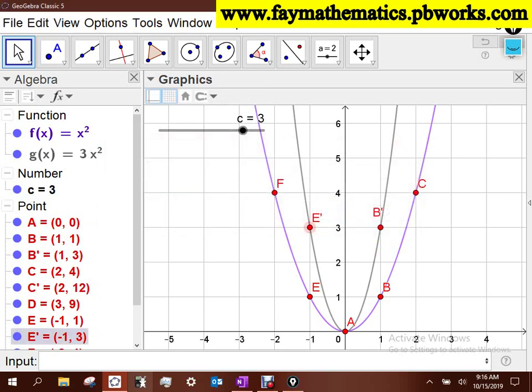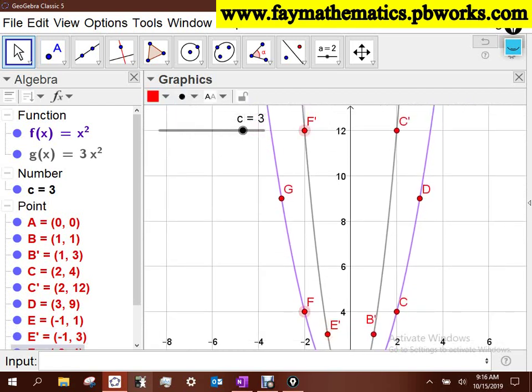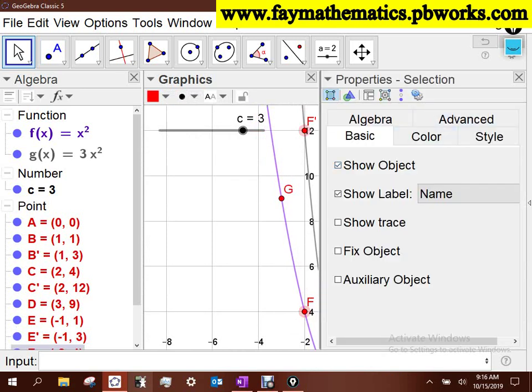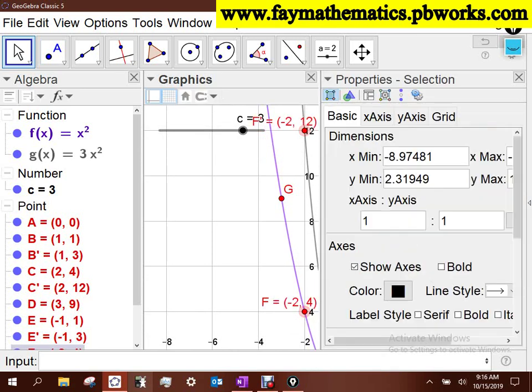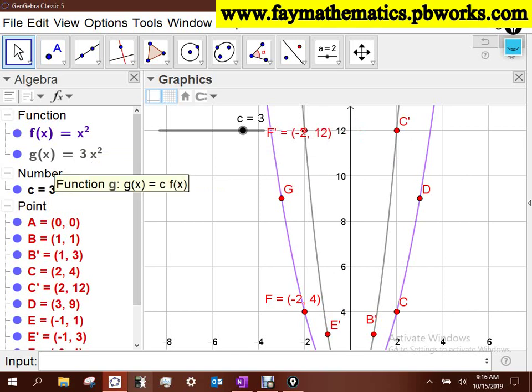Let's look at these two, F and F prime. If I look at their coordinates, do you see how this F is off my parent function, negative 2, 4, on 3x squared? It's still negative 2, comma, now it's 4 times 3, 3 being that multiplier. That kind of makes sense to everybody?